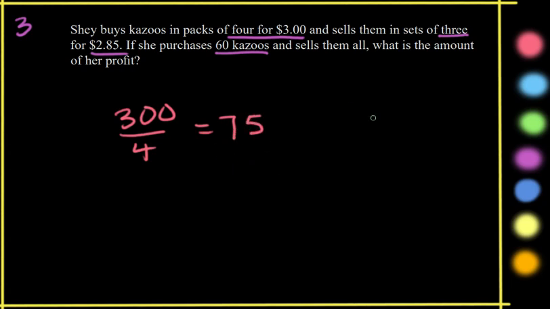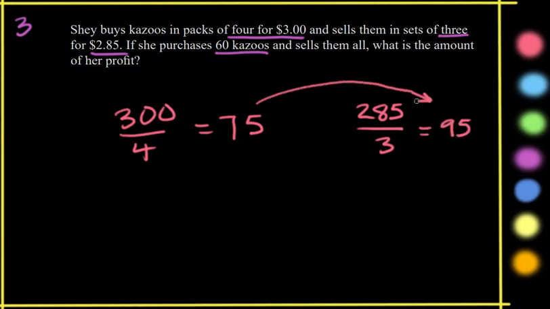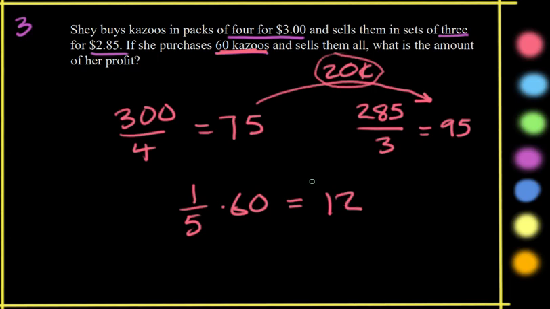And how much is she selling them for? So it's 285 cents for a pack of 3. So 285 divided by 3 is 95 cents. So she's basically making a 20-cent profit on each kazoo. And there are 60 kazoos that she sells. So if we think about this in dollars, this is a fifth of a dollar. So a fifth of a dollar times 60 kazoos is going to be $12.